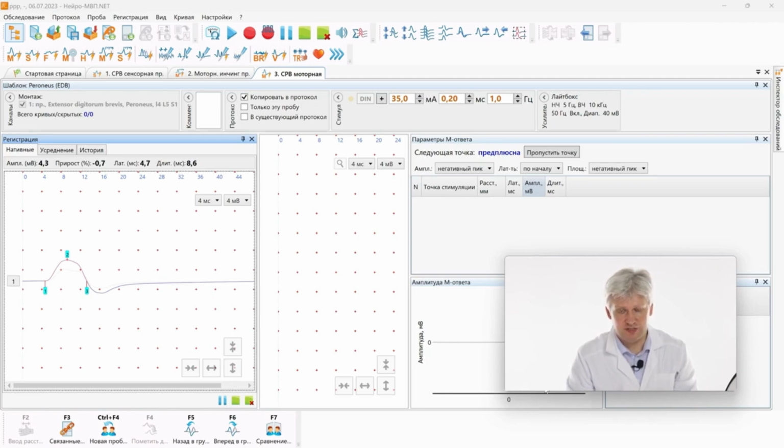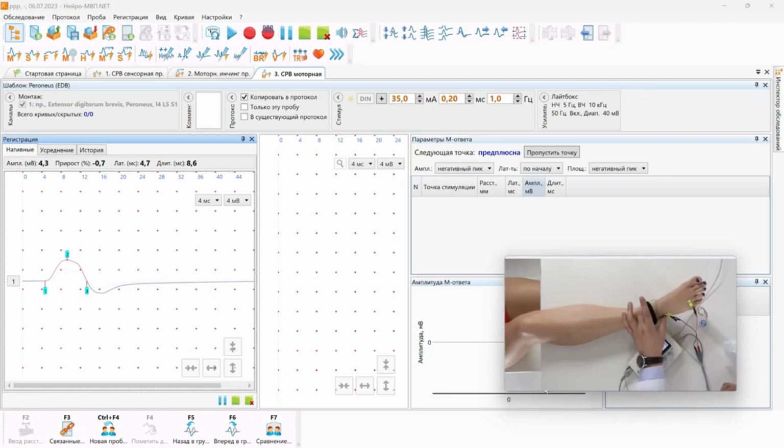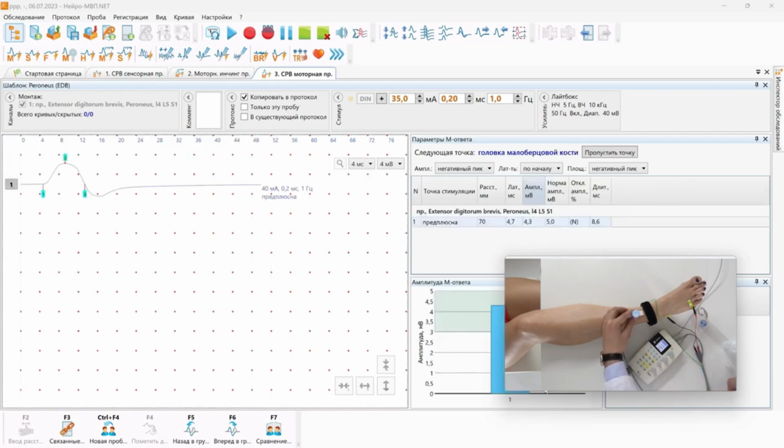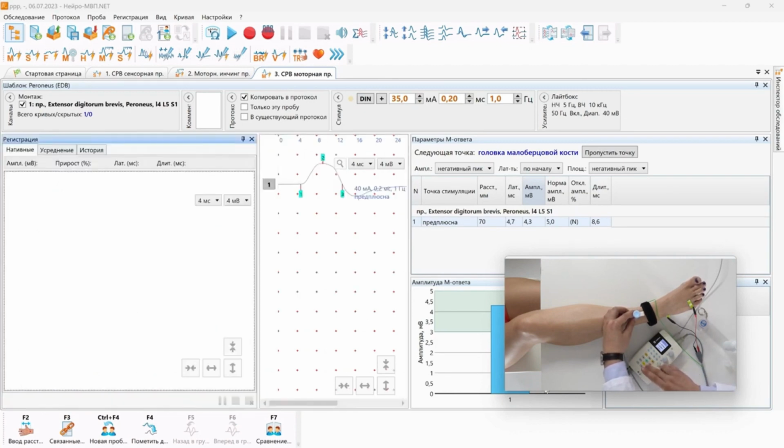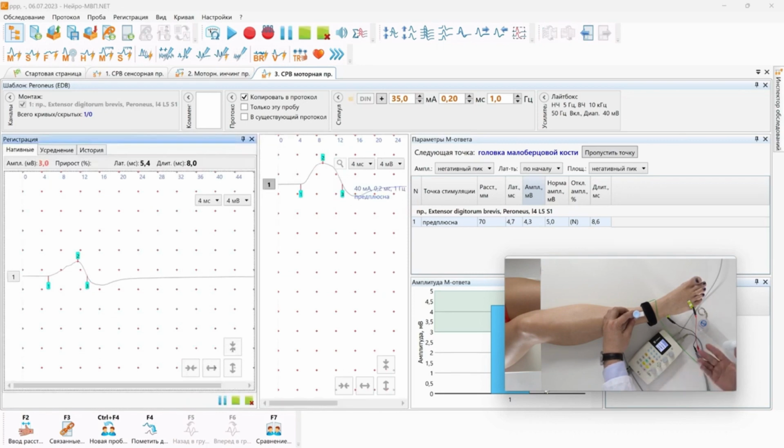The first most common reason is that the muscle belly may be flattened, and even by shifting the electrode lower, closer to the base of the foot, we can obtain a different amplitude. Let's check. The first amplitude we received was 4.3 millivolts. Let's try to shift the electrode lower and stimulate again at the supermaximal current strength. The amplitude is already 3 millivolts.